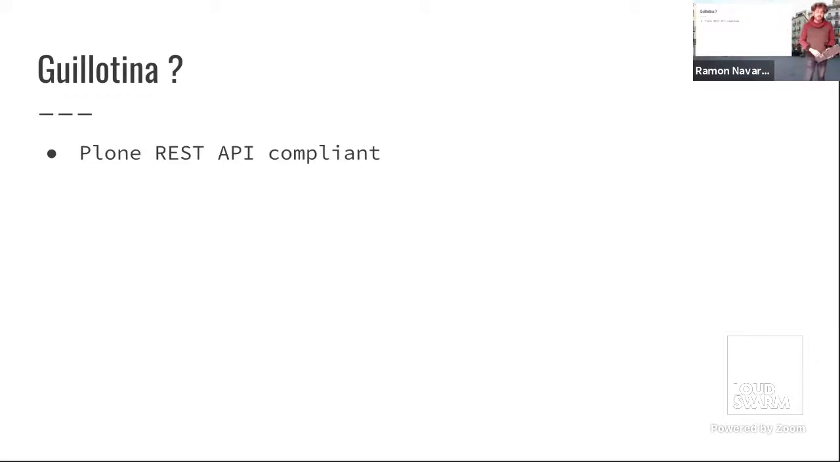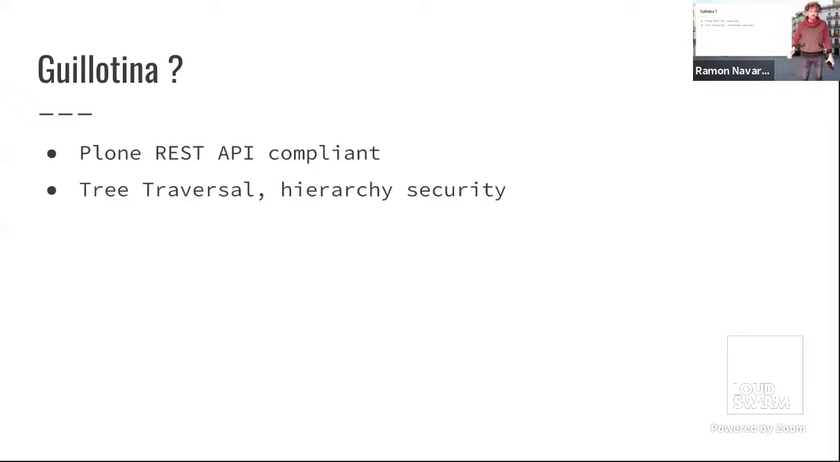Second, it's a tree traversal hierarchical security like the Plone Zope architecture. So you store objects on a tree and you set security on a tree and it's inherited and deinherited. That's easy. That's the same as we are used to. It's the same Plone Zope basic lines that we have.